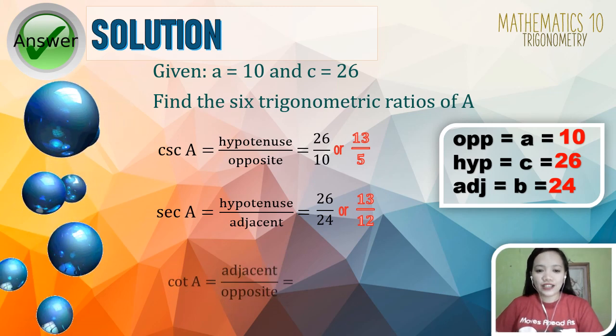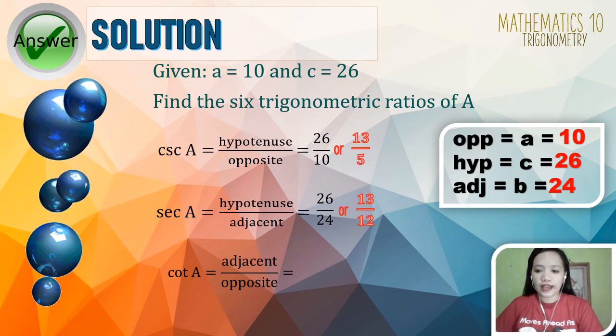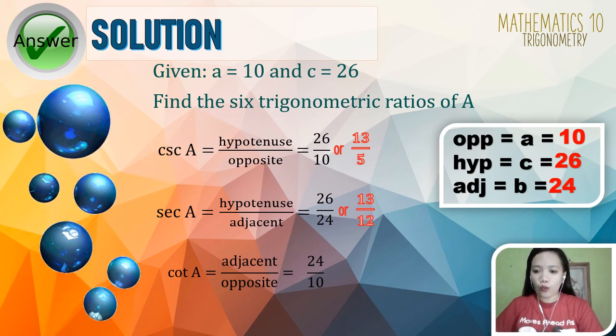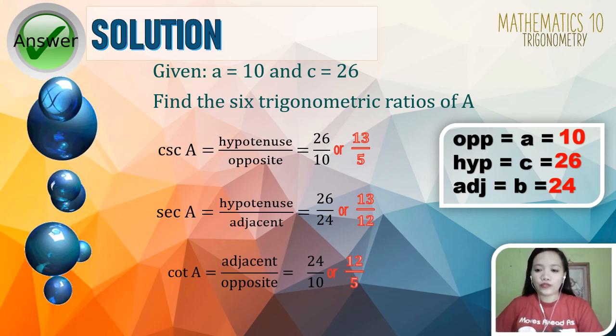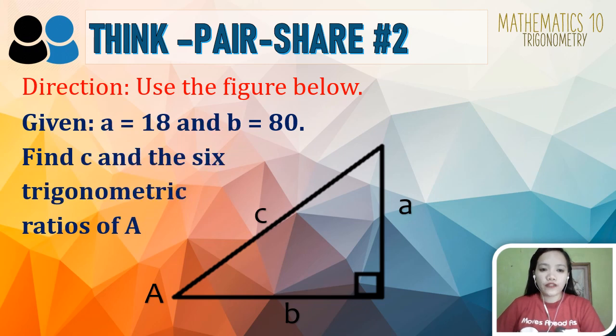And lastly, for cotangent A, we have adjacent divided by opposite side. We'll have 24 over 10 or 12 over 5. Now, let's proceed with the last activity. Use the figure below again, and the problem is, given that A equals 18 and B equals 80, find C and the 6 trigonometric ratios of A.